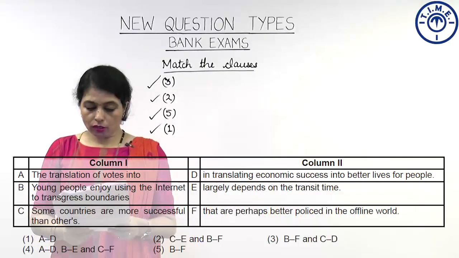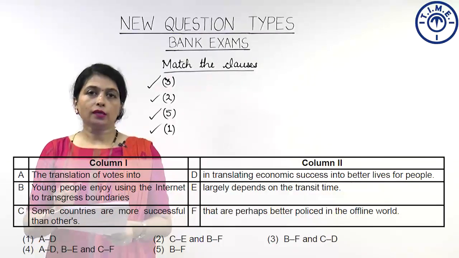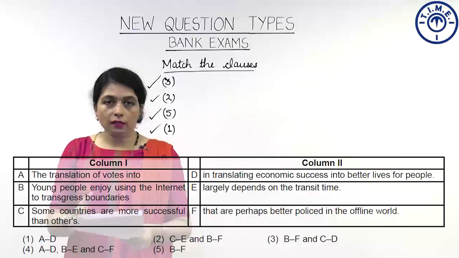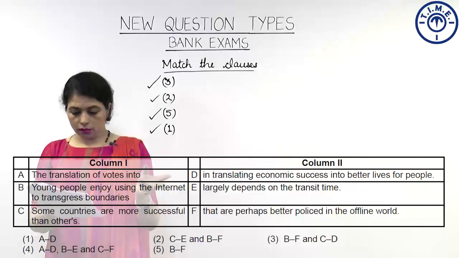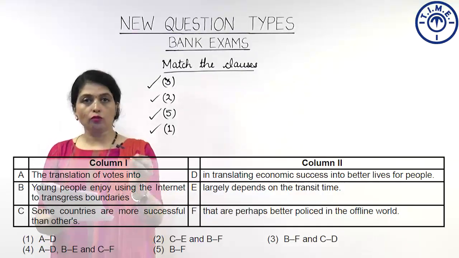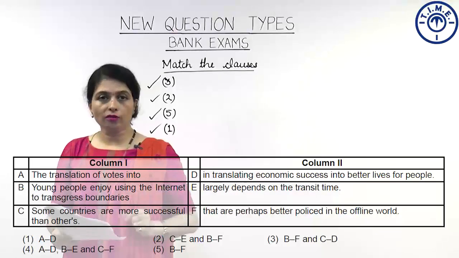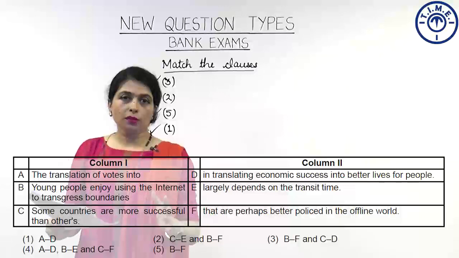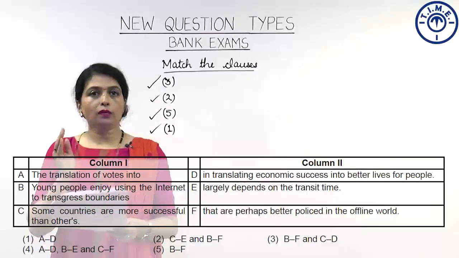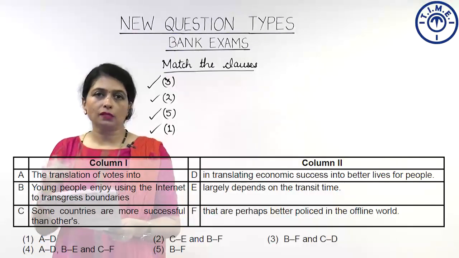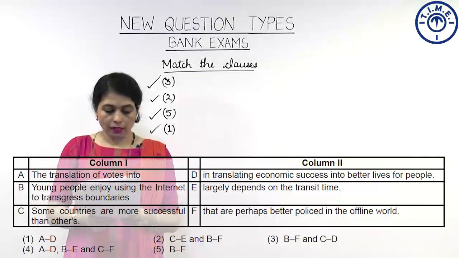The translation of votes into that are perhaps better policed in the offline world. So here there is neither consistency in grammatical terms nor in terms of idea flow. There is no relationship between the translation of votes and this. We were talking about votes on one side, and here it says better policed in the offline world. So there seems to be a clash. These two are at variance with each other. So A cannot be completed with any of the parts D, E and F given, which makes us move down to the second part, that is B.